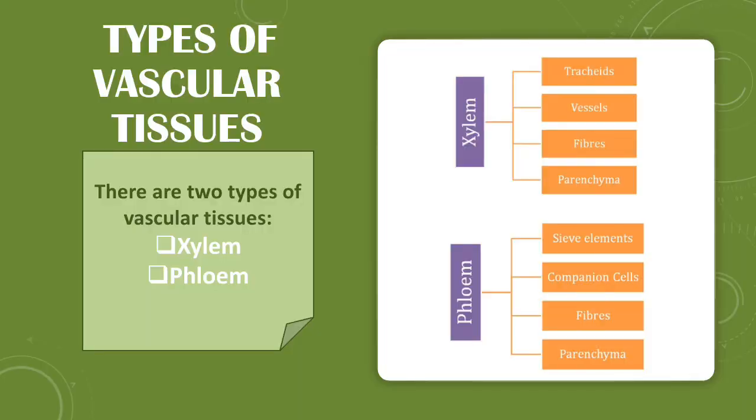Types of vascular tissues. There are two types of vascular tissues. Number one is xylem and number two is phloem. Xylem has tracheids, vessels, fibers and parenchyma cells, and phloem has sieve elements, companion cells, fibers and parenchyma cells.